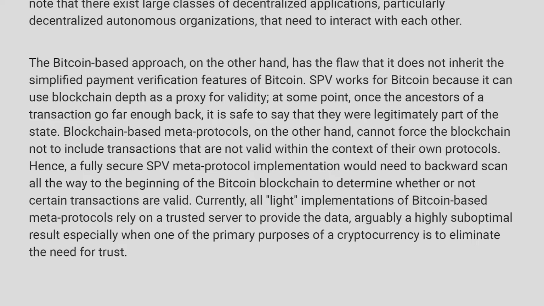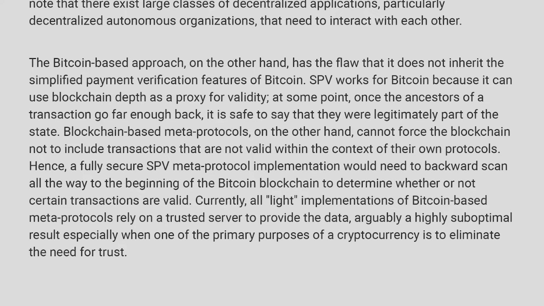At some point, once the ancestors of a transaction go far enough back, it is safe to say that they were legitimately part of the state. Blockchain-based meta protocols, on the other hand, cannot force the blockchain not to include transactions that are not valid within the context of their own protocols. Hence, a fully secure SPV meta protocol implementation would need to backward scan all of the way to the beginning of the Bitcoin blockchain to determine whether or not certain transactions are valid.